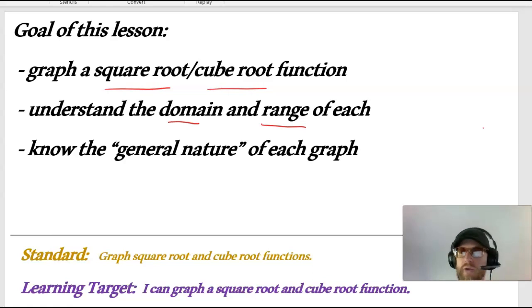The domain is not all real numbers. It's never all real numbers for a square root function. And the range is also never all real numbers. So it kind of forces you to really think about what domain and range are as concepts.